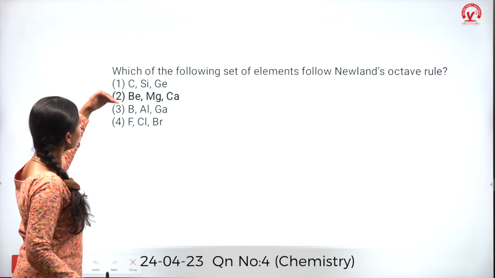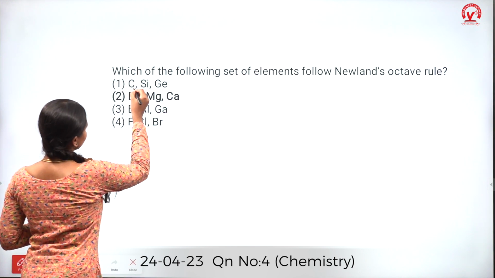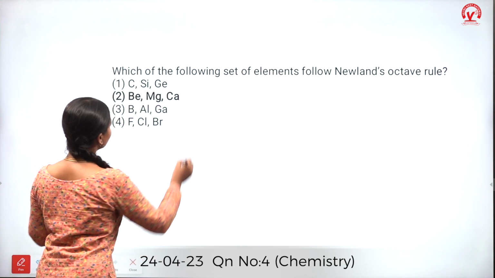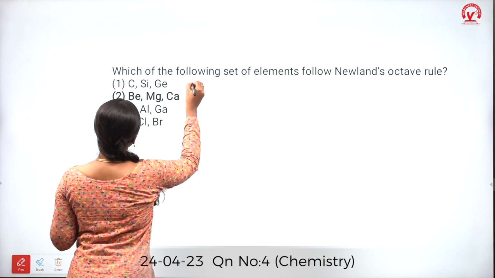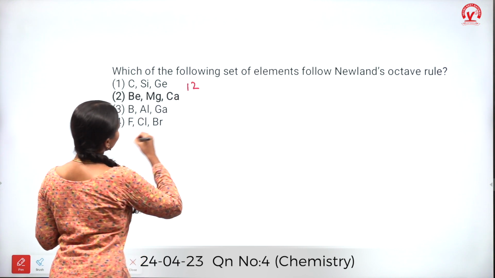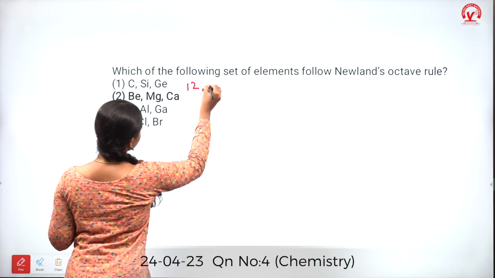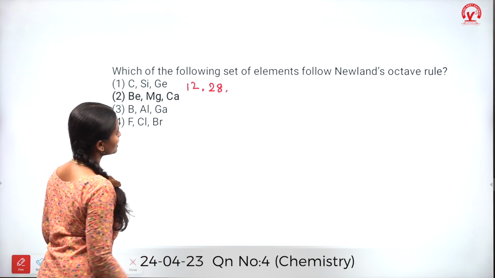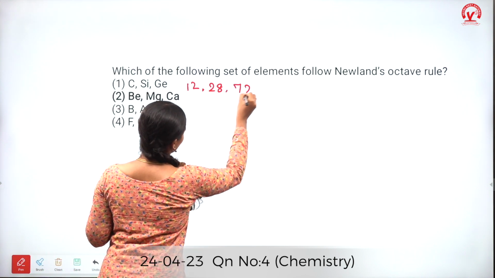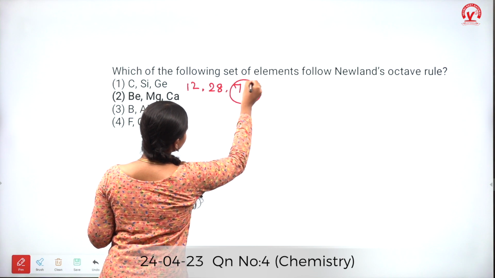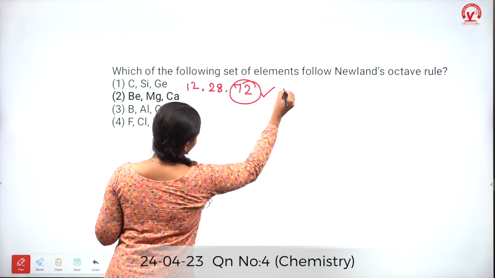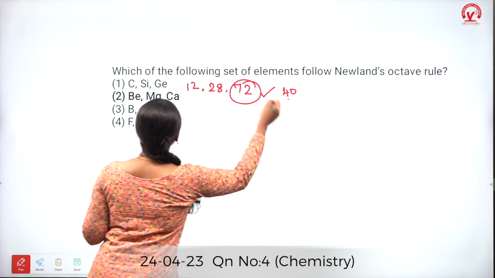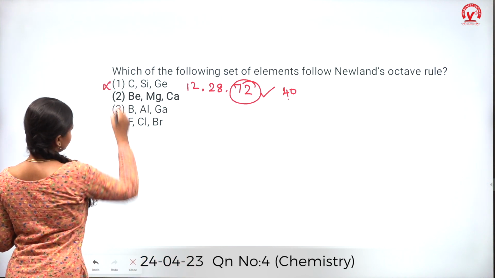Here the options are: option 1, carbon, silicon and germanium. The atomic weight of carbon is 12, the atomic weight of silicon is 28, and the atomic weight of germanium is 72. This 72 is more than calcium, whose atomic weight is 40. So it is more than 40, so option 1 is wrong.